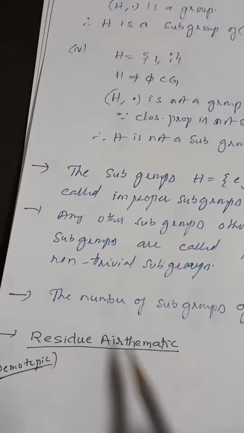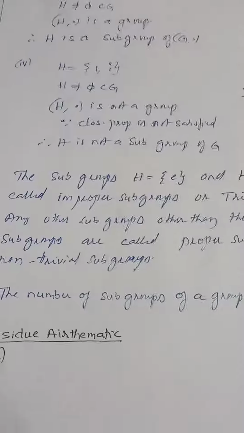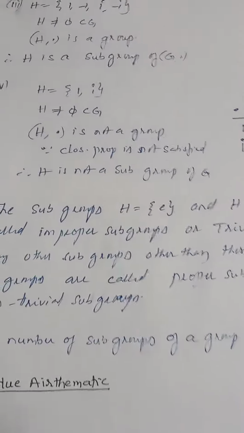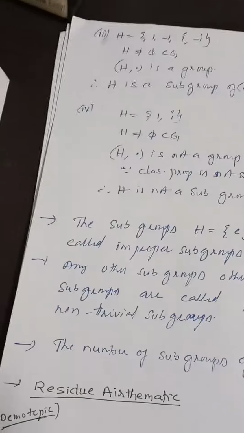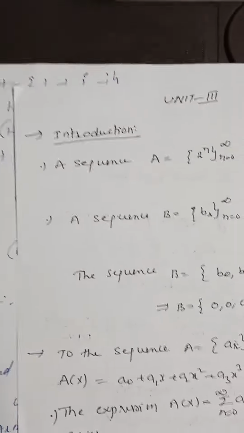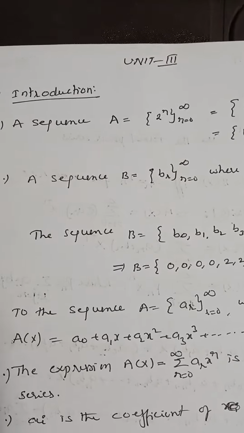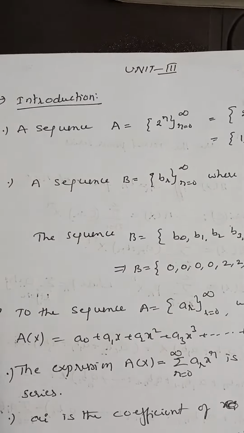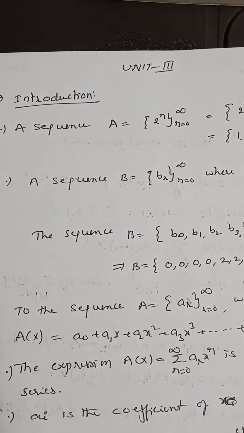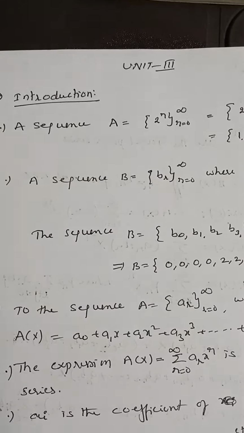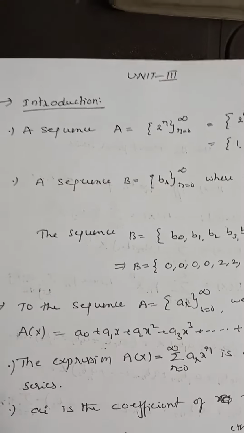This is the last topic, residue arithmetic. It's a demo topic, very easy topic, right? Now next one we are going to move to third unit, right? Third unit is generating functions and sequence and recurrence relations, right? Now so these are the introduction basic part, right? Please go through these formulas, right? If you want to solve the problems you have to learn all these formulas by heart, right?